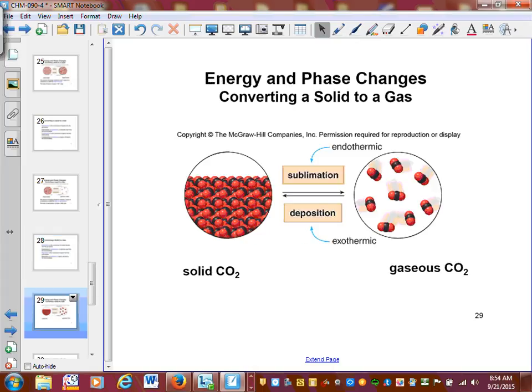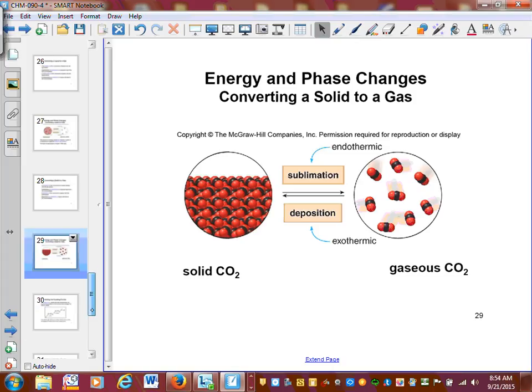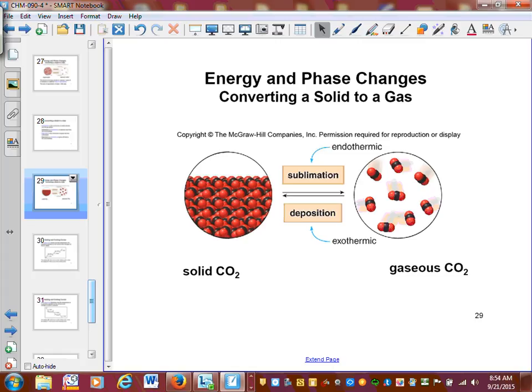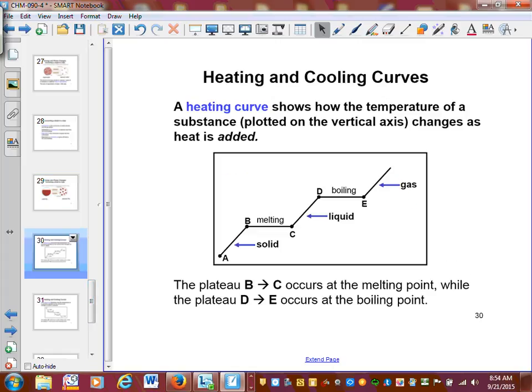So sublimation is an endothermic process. Deposition is an exothermic process. So we can actually construct a heating cooling curve.